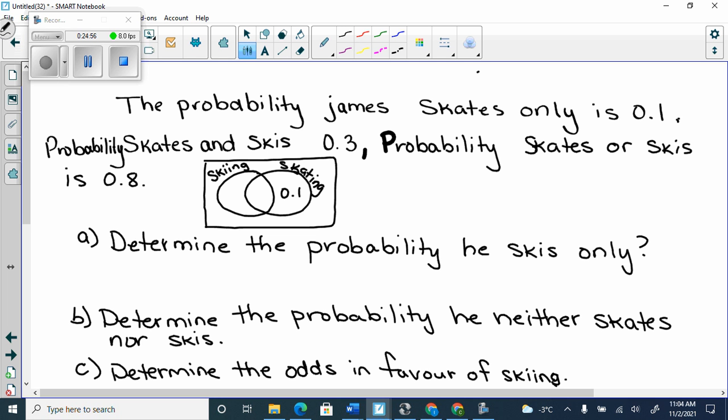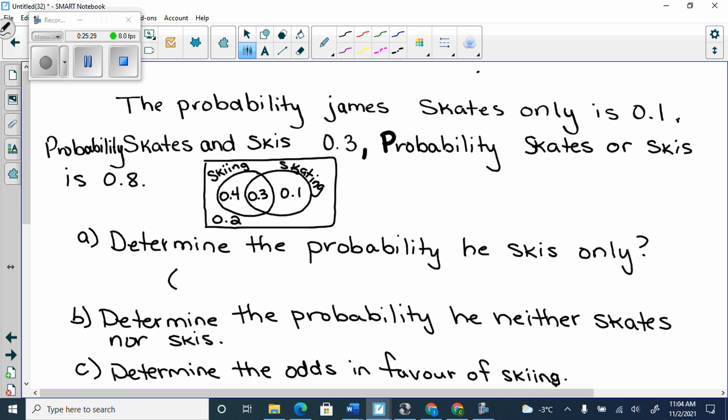And then it says skis and skates is 0.3, so I can put that in one area. And then or is 0.8, and or is the whole snowman, correct? So the snowman should add up to 0.8. It already adds up to 0.4, so skiing only would be 0.4. And then how many would be in neither? 0.2, because the whole thing should add to 1, right? Whenever it's a probability Venn, it adds to 1. If it's in percent, it adds to 100. That's the only difference.